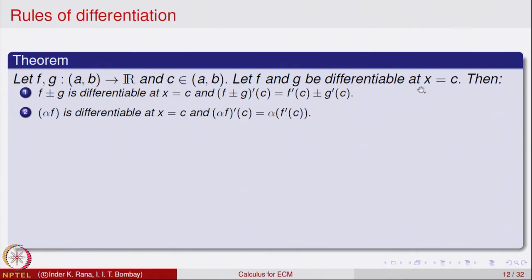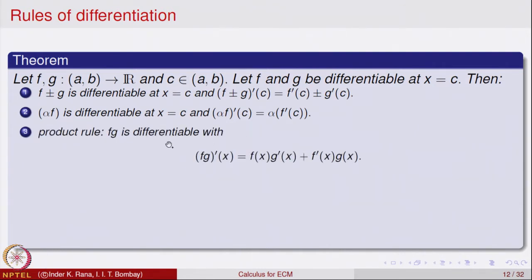Next, let us look at a scalar multiple of a function f. If f is differentiable at c, then alpha f, the scalar multiple of f with the scalar alpha, is also differentiable, and the derivative of alpha f is equal to alpha times the derivative of f. So, alpha comes out. These two properties essentially say that differentiation is a linear operation. The derivative of a sum is the sum of the derivatives, and if you multiply by a scalar and take the derivative, that is equal to the scalar multiple of the derivative.